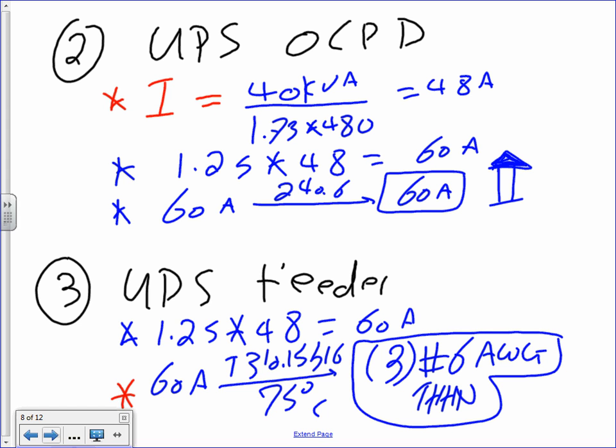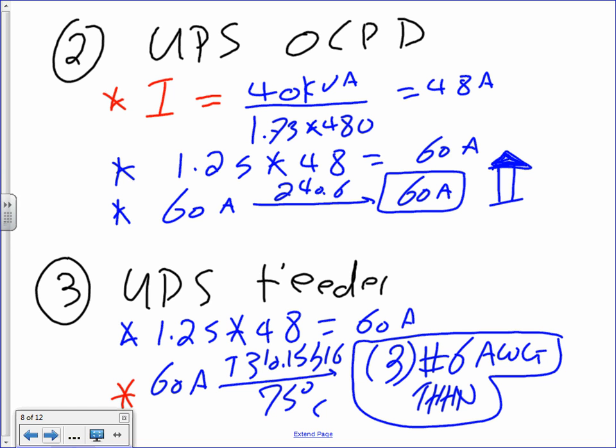Why 3? UPS units don't take a neutral. When you bring power to the UPS, you bring 3-phase. When they dump the power through the PDUs, they create their own neutral at 208. Okay? So I have 3 conductors, number 6. Now, Andrew, is it wrong if I go put number 2 here? No, it's a minimum.